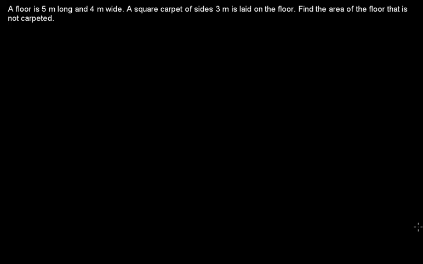So we have one more word problem here, and that is based on area only. A floor is 5 meter long and 4 meter wide. A square carpet of sides 3 meter is laid on the floor. The floor is of length 5 meter and width 4 meter, and you are laying down a square carpet on this floor of sides 3 meter. Find the area of the floor that is not carpeted.